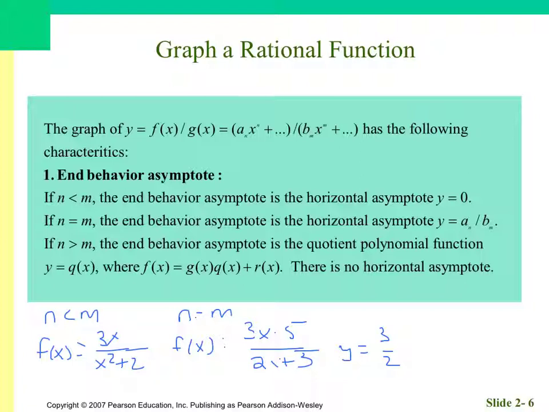Okay, and that's the end behavior. As x approaches positive infinity, y is approaching 1.5. As it goes to negative infinity, 1.5. Okay. If n is greater than m, the end behavior of the asymptote is a quotient polynomial function.